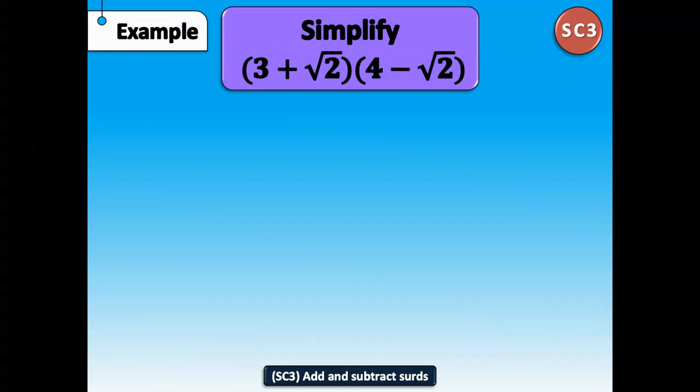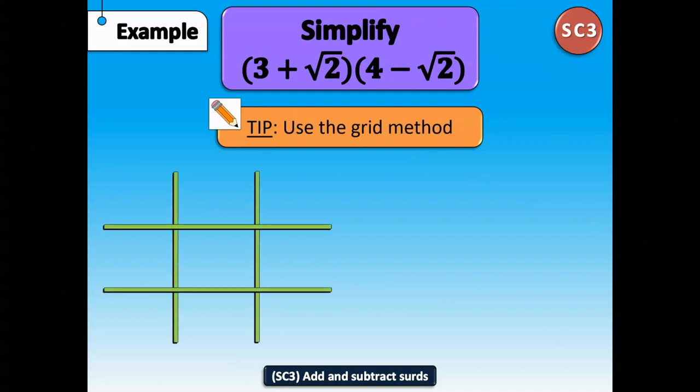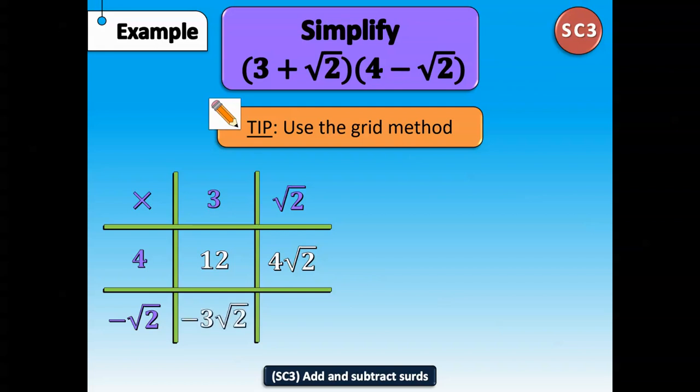This time, we want to expand this double bracket. So we need to use the grid method because we need to times everything together. So we've got 3 plus root 2 times 4 minus root 2. So remember, we need to times each term together. 4 times 3 is 12. 4 times root 2 is 4 root 2. 3 times minus root 2 is minus 3 root 2. And root 2 times minus root 2 would be minus 2.